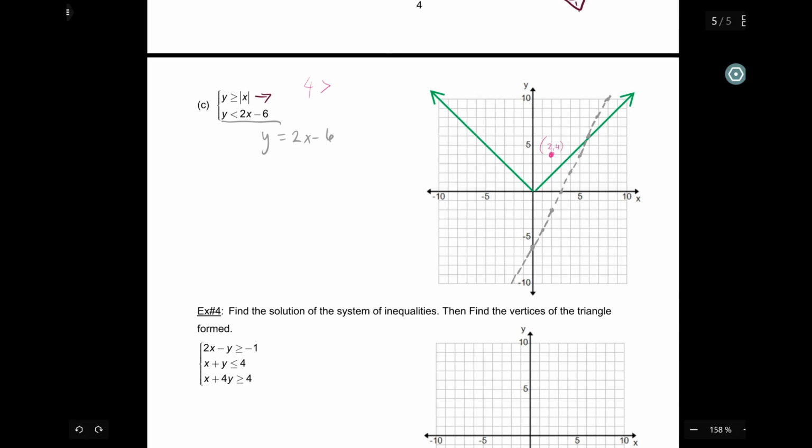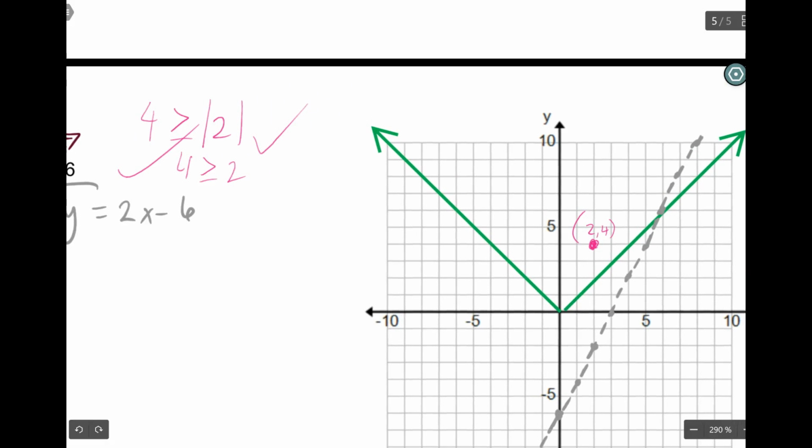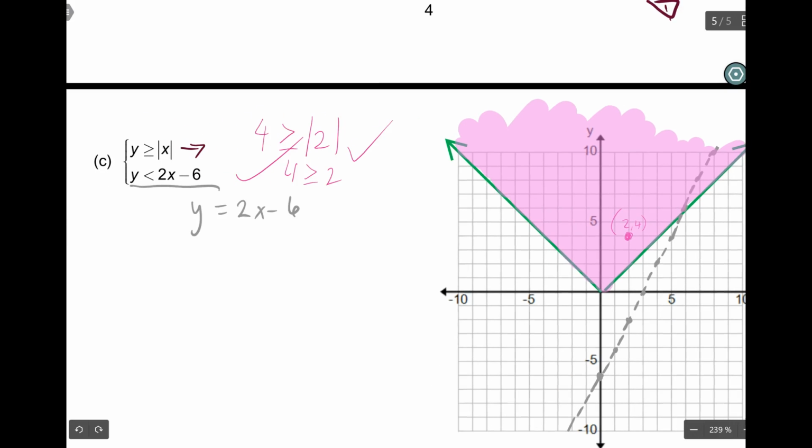Is 4 greater than or equal to the absolute value of 2? Is 4 greater than or equal to 2? Yeah, it is. That's true. Okay, so I'm going to shade inside my absolute value. Let's see. All right. Shade in. We had a solid line because it said or equal to. Now I'm going to try that same point. I mean, I might as well. You could pick a different point, but whatever.